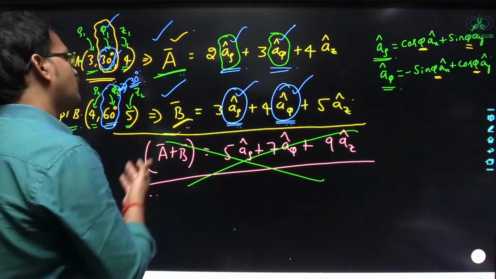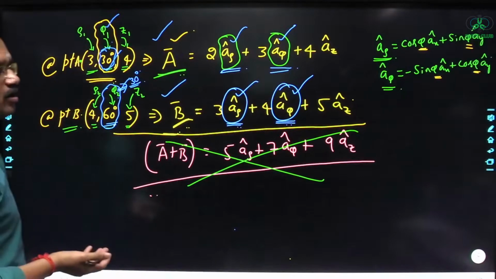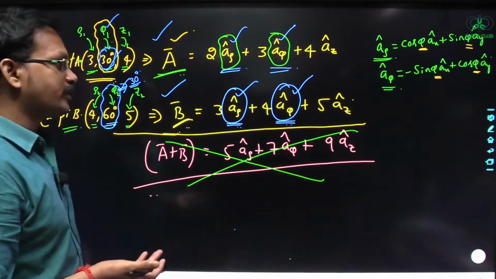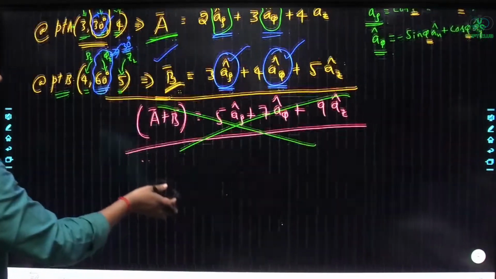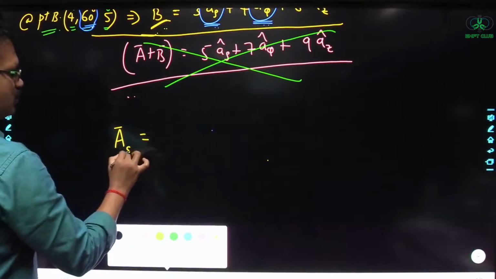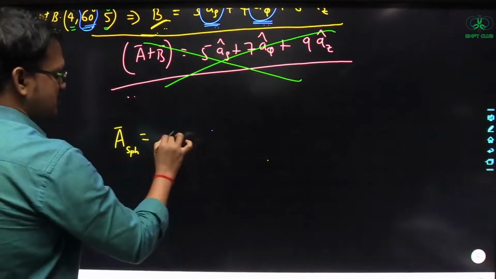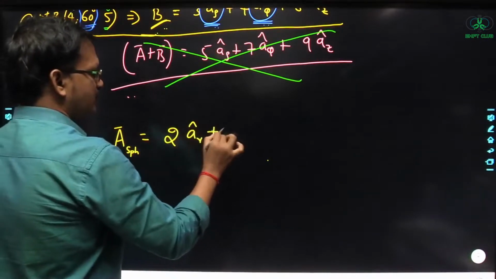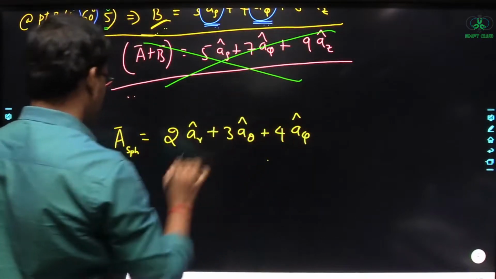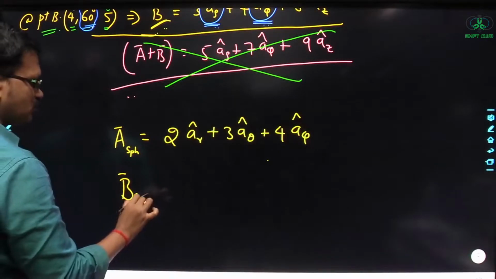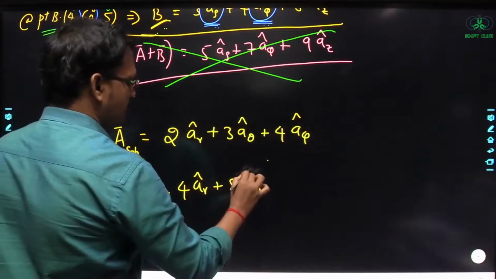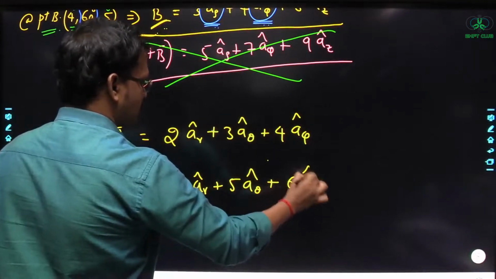Not only in the cylindrical coordinate system, but in the spherical coordinate system also. If you represent the vector A bar in spherical coordinates as 2 a_r cap plus 3 a_θ cap plus 4 a_φ cap, and B bar as 4 a_r cap plus 5 a_θ cap plus 6 a_φ cap, like this.